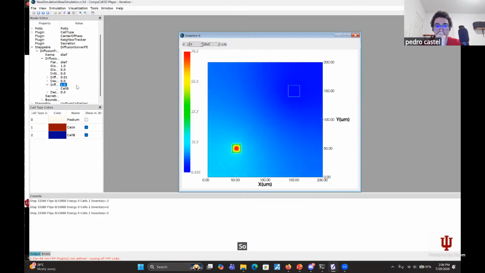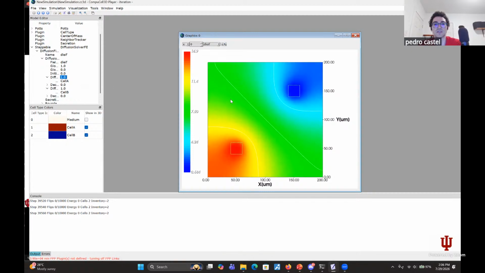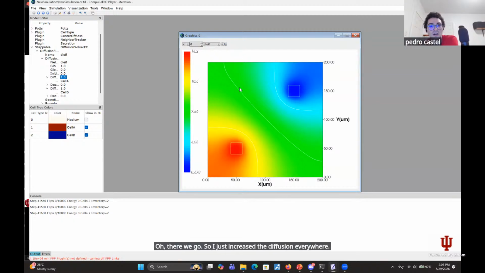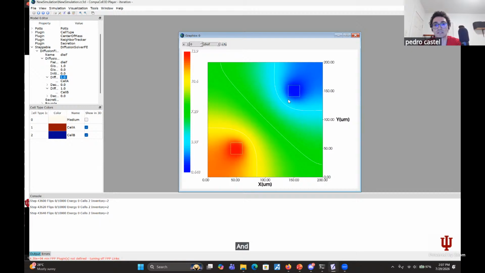So I can already see the shade happening. Not quite as colorful as the other one. Oh, there we go. So I just increased the diffusion everywhere, also inside the cells, and I very quickly achieved the colorful output here.